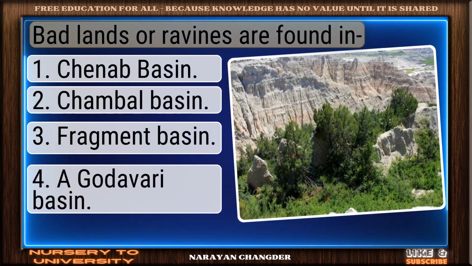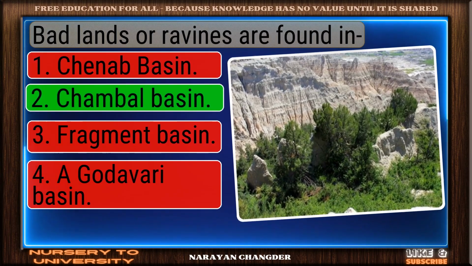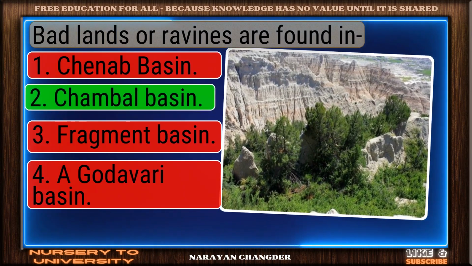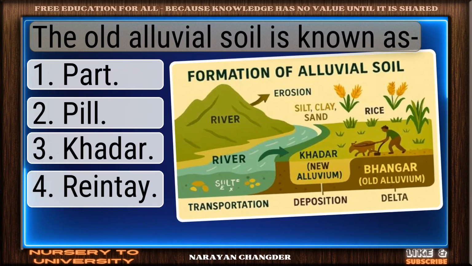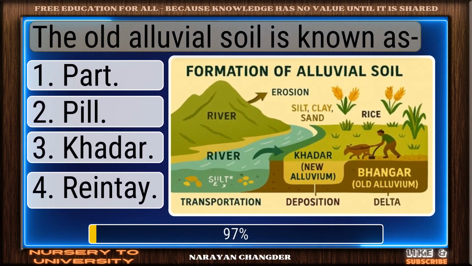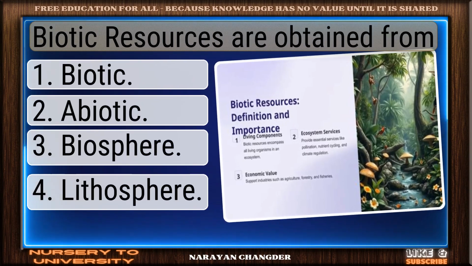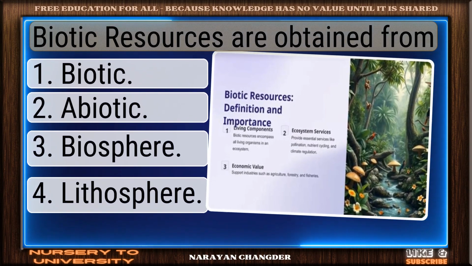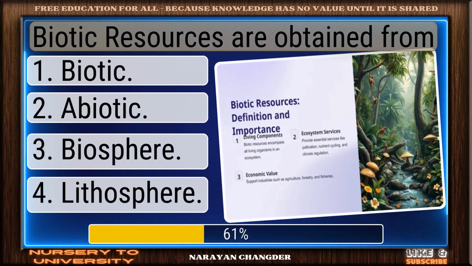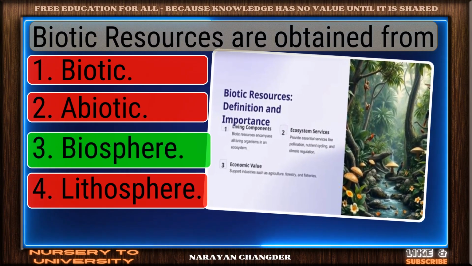Badlands or ravines are found in. Exactly. Chambal Basin makes sense. The old alluvial soil is known as. Nicely done. Bhangar is solid. Biotic resources are obtained from. Right choice. Biosphere is best.